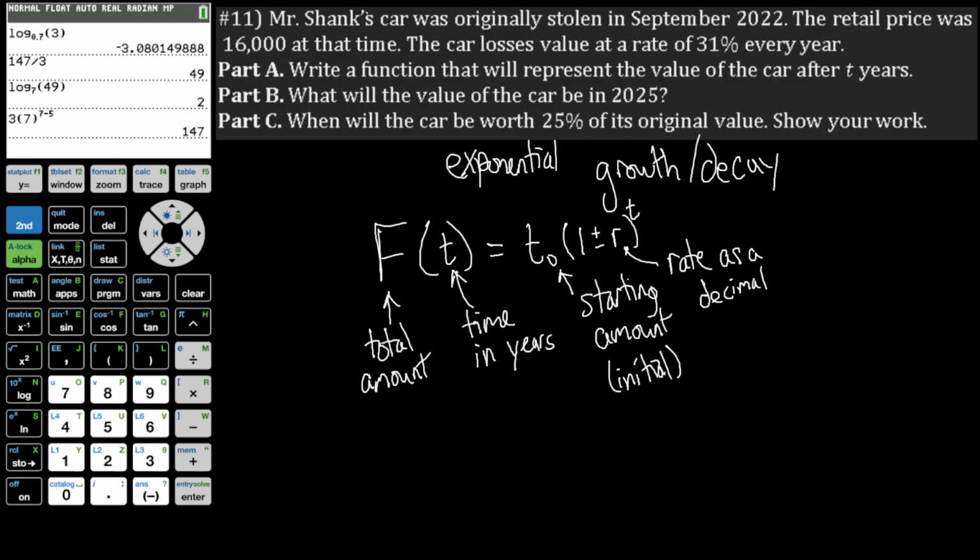And you're probably wondering, why do I have a plus or minus? Well, the plus goes with growth, and the decay goes with your minus. So depending on your situation, for this one, since it loses value at a rate of 31% every year, I'm going to have minus. So let's set this up. Make sure you have these in your notes, jot it down on the side if you need to, but I'm going to start fresh.